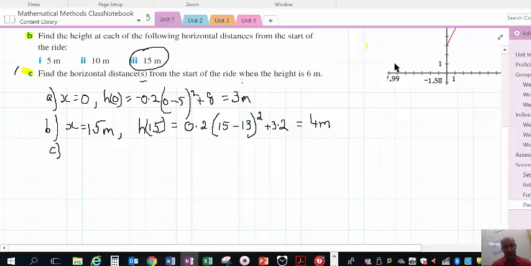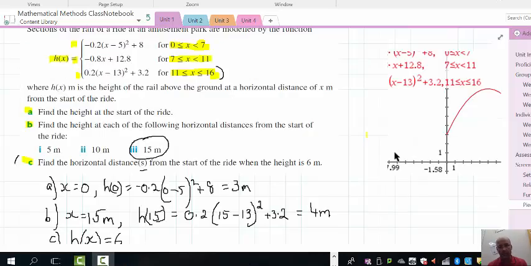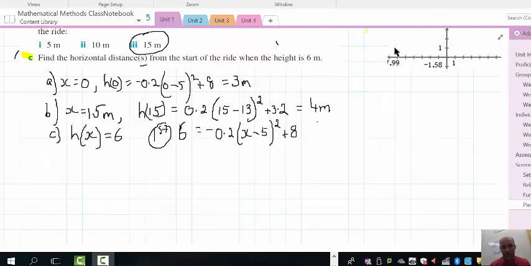Now for part C, the last bit, find the horizontal distance or distances from the start of the ride when the height is 6 meters. So we're given h of x, and it's 6. Now we've got to choose the correct part of the piecewise function. By looking at it, we don't know which one it is, so we're going to have to try all 3 sections, all 3 piecewise functions, and see if there are meaningful solutions for them.